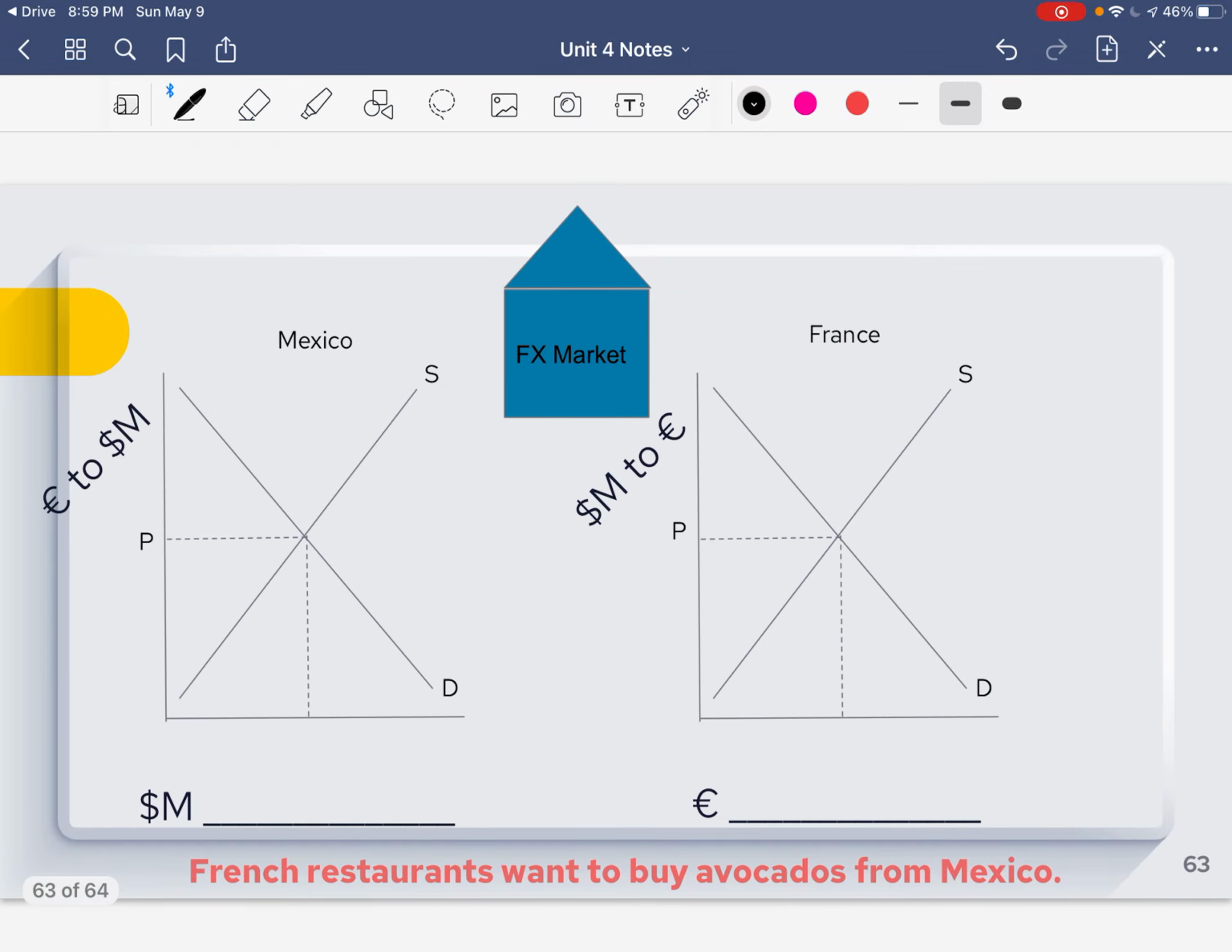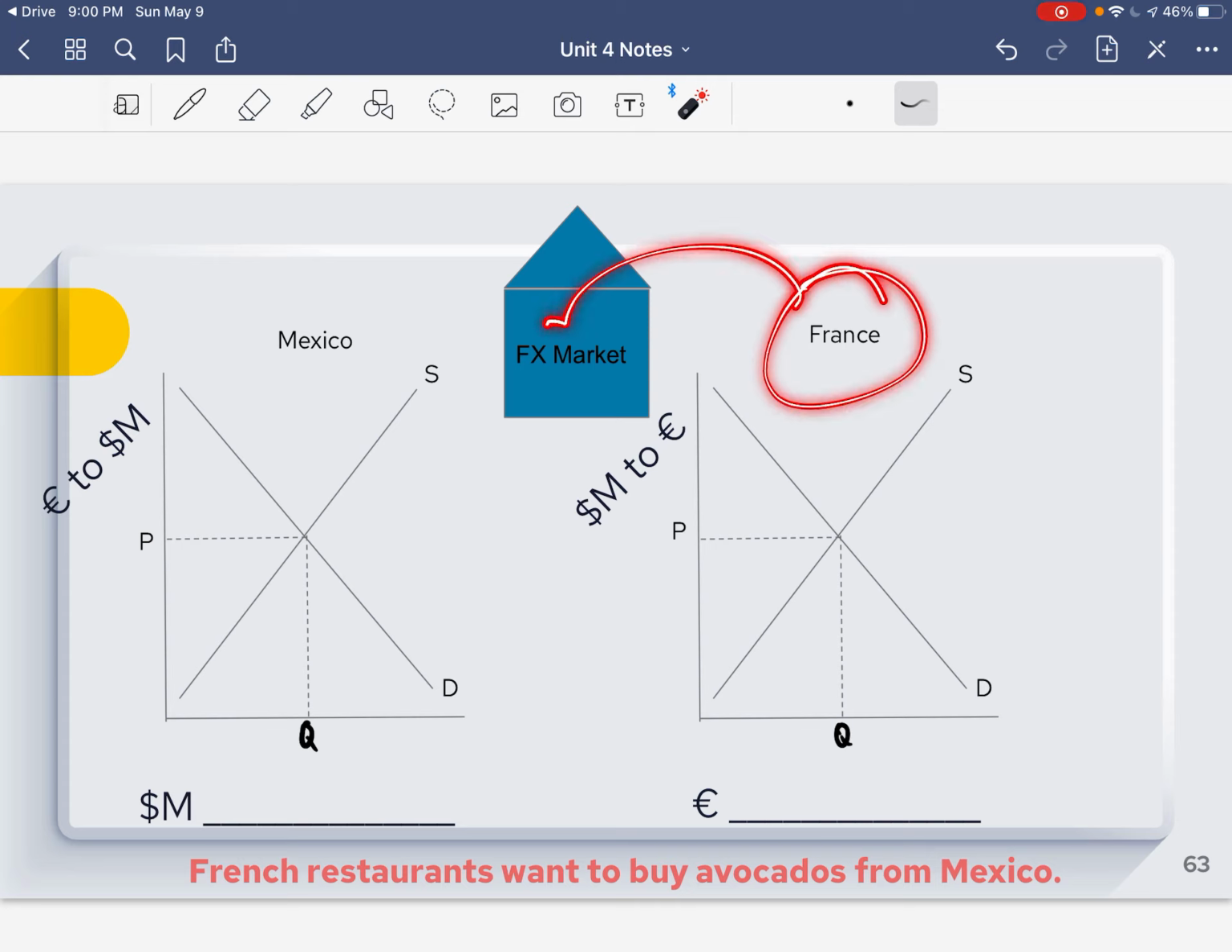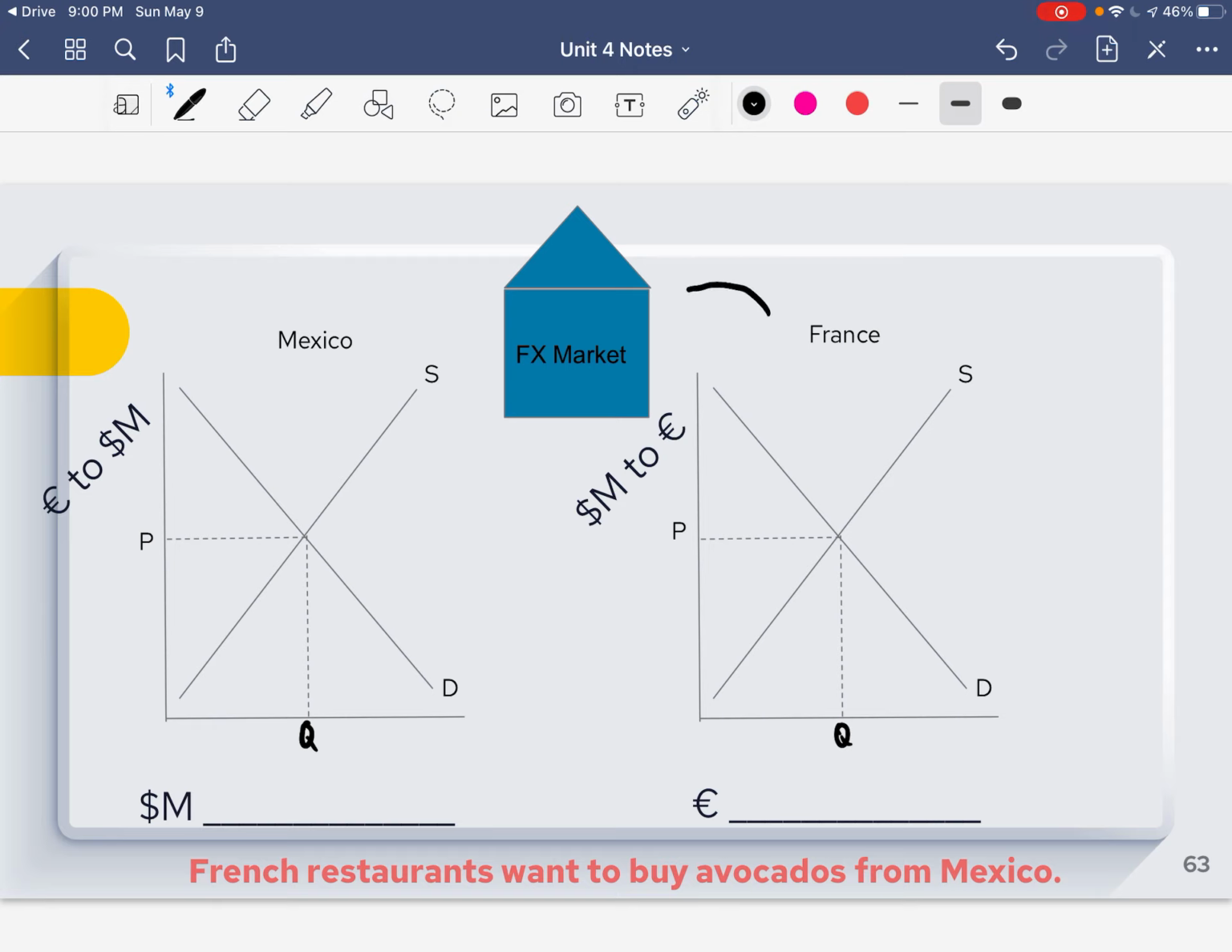So in this scenario, we've got Mexico and their quantity of money, the Mexican peso, and France and their quantity of money. And France is part of the European Union, so it's the euro. So what happens? French restaurants want to buy avocados from Mexico. So if French restaurants want to buy avocados from Mexico, that means France needs to come over here, exchange its money for pesos, and give those pesos to the avocado farm in Mexico. So let's go ahead and do that. So France comes over here.